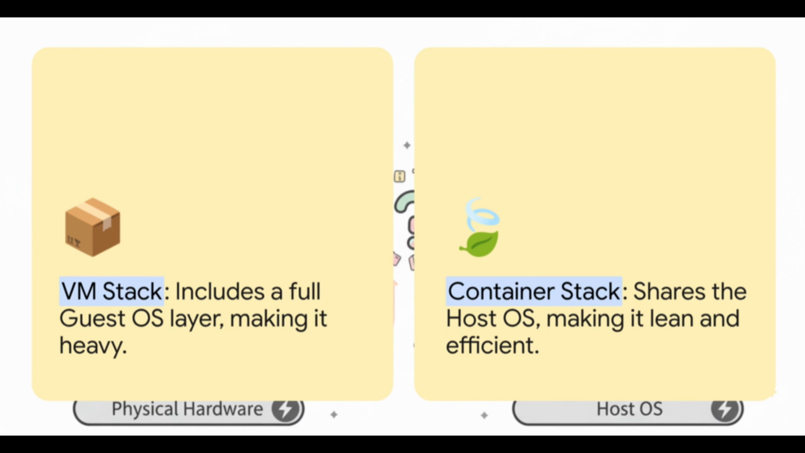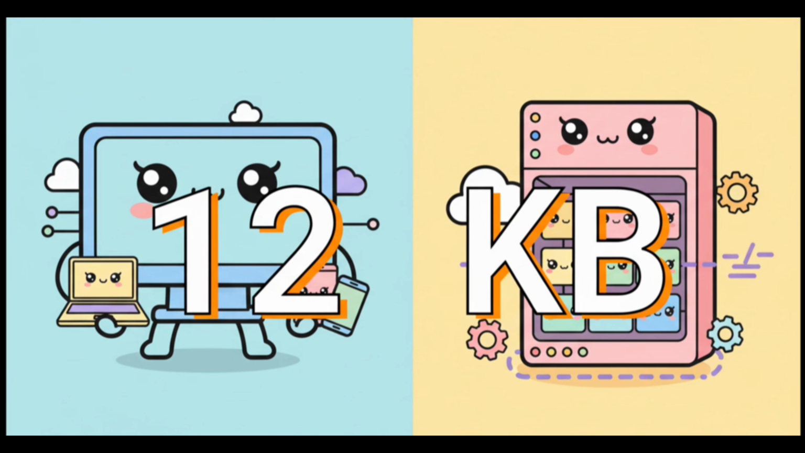Just how much efficiency are we talking about? Well, while a new VM might chew up hundreds, maybe even thousands of megabytes of disk space for its OS, a brand new container can take up as little as 12 kilobytes. No, that is not a typo. It's that small because it's not a full OS copy. It's just a tiny bit of metadata that points to files that are already shared. It's incredible.